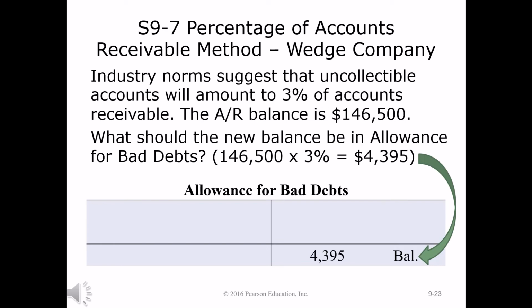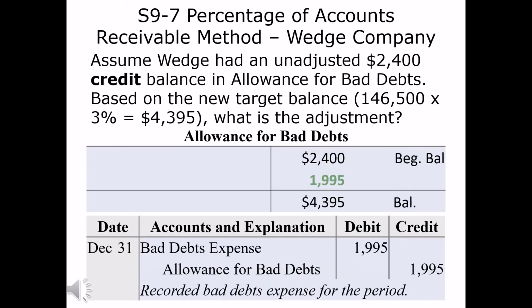With Wedge Company, we're told that the most recent unadjusted balance in the allowance for bad debts account is $2,400 credit. Remember that we want our balance in this account to be $4,395. So that means we're going to need to do a journal entry for $1,995 credit in order to get this to balance. Our debit is going to be bad debts expense.